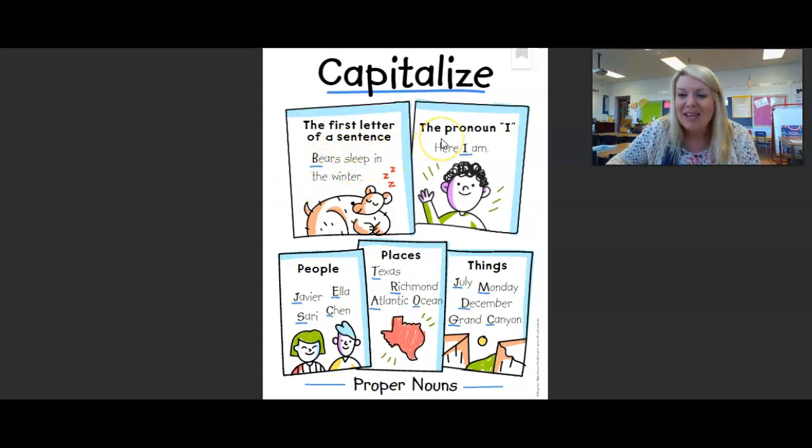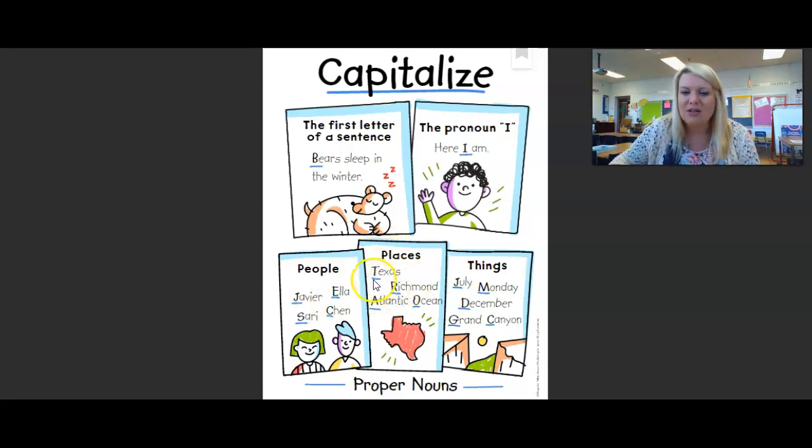Did you know that you also have to capitalize the pronoun I? When you're talking about yourself, you have to make it capitalized. It can't be lowercase. Here I am, make sure that it is capitalized. Always capitalize people's names. Ella, sorry, like you have to make sure that your name is capitalized and other people's names are capitalized. Specific places, Texas, Richmond.